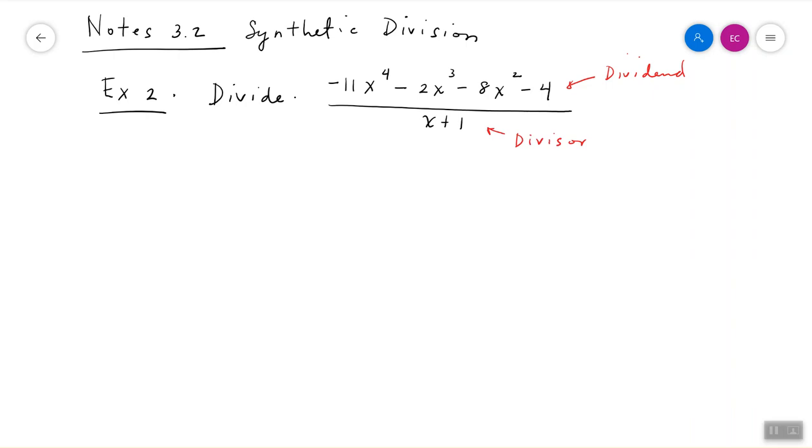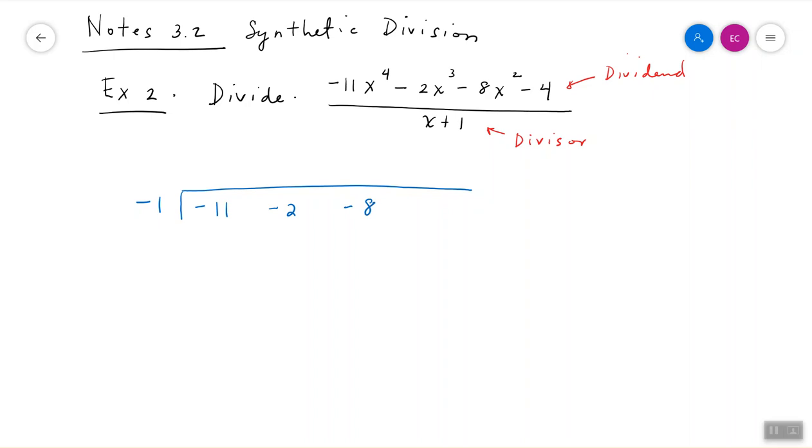The divisor always starts out 1 times x to the first, and then there's a constant after that. In this case, the constant is positive 1, and so when we're setting up the synthetic division, we use a minus 1. And then we need the coefficients on the dividend from x to the fourth down to the constant. We have negative 11, and then negative 2, and then negative 8.